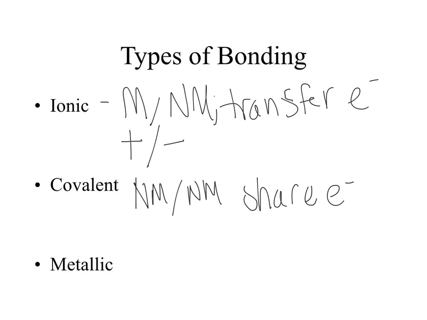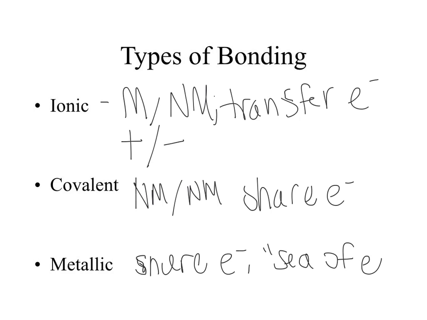Metallic bonds are between the same metal, and they also share electrons. But this is in a sea of electrons, where the electrons start to drift away from the atom, but they're still held there by the opposite charge. They also form crystalline structures with this sea of electrons.